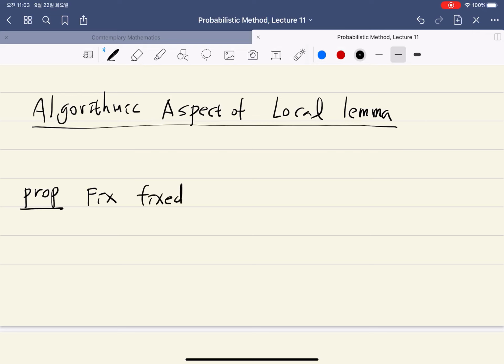One of the most basic statements we have learned is about the Ramsey number, that R(k,k) is at least 2 to the k over 2. There are some constants here.